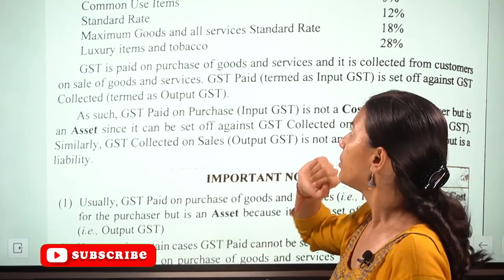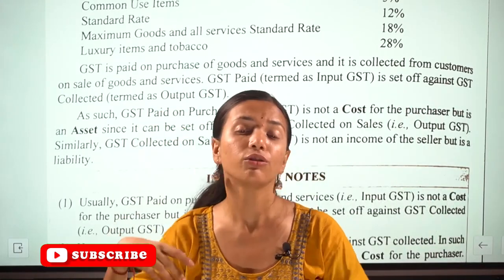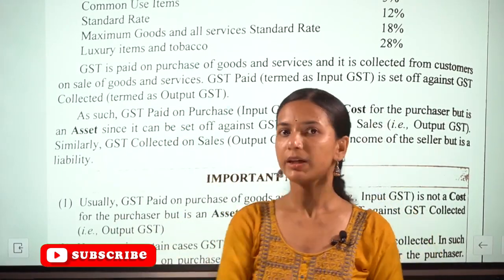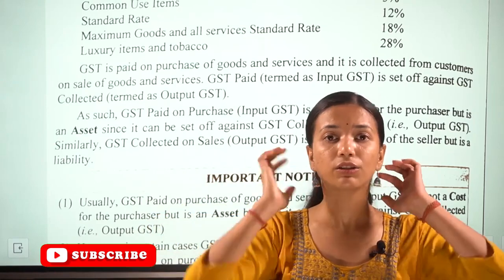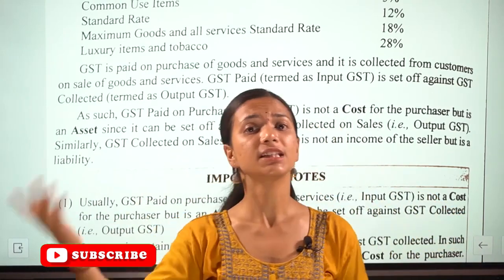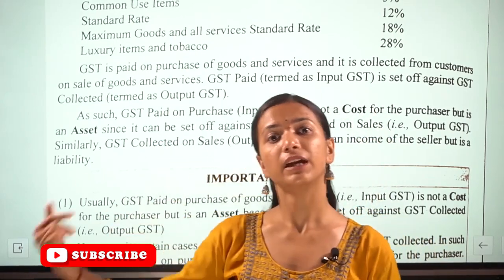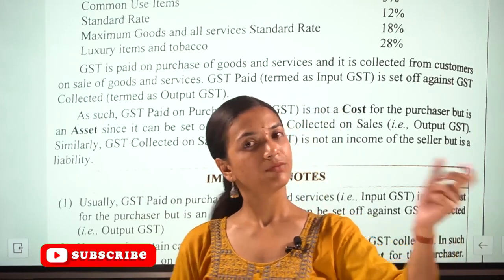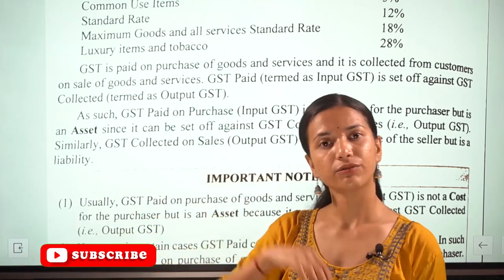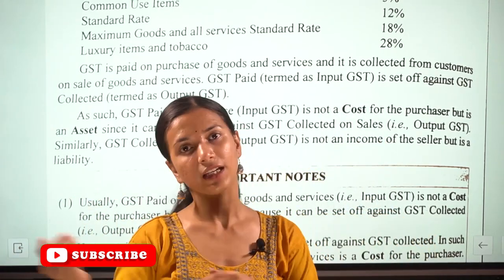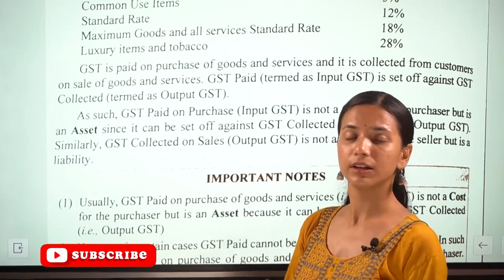GST is paid on purchase of goods and services, and it is collected from customers on sale of goods and services. So when you are purchasing something, you have to pay GST. Purchases means the goods that you are purchasing for resale. You have purchased it, you need to pay some GST. Now that GST will be paid by whom? Customers. How? You have purchased it, now you are selling it. While selling it, you will be taking the GST charge from the customer. That GST you will be taking from the customer and paying to the manufacturer or the wholesaler or whoever the dealer is.